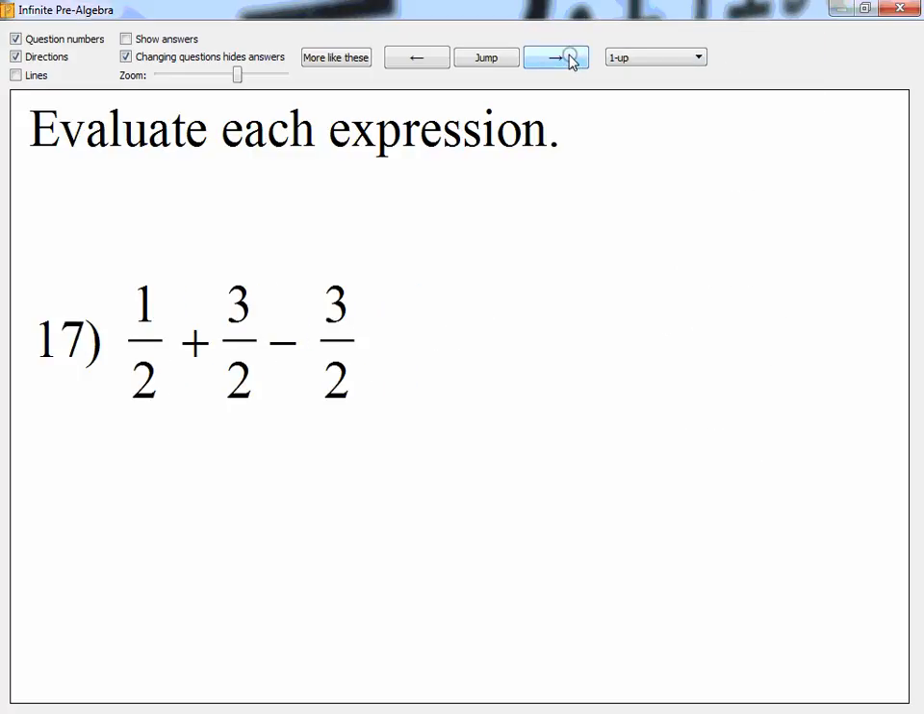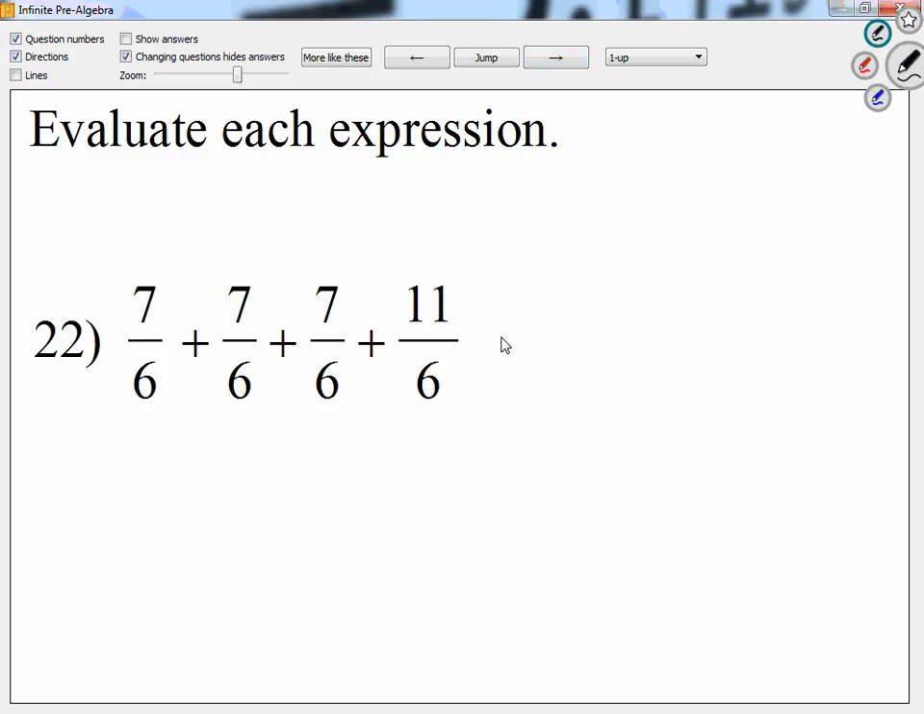Notice first we started with two fractions. I moved it to 3 fractions. Now let me take a look at number 22 with 4 fractions. The idea is still the same. I notice that all the denominators are the same, so let me copy a 6 at the bottom. For the top, how much is 7 plus 7 plus 7 plus 11? 32. Good. We have an improper fraction, so let me go 32 divided by 6.